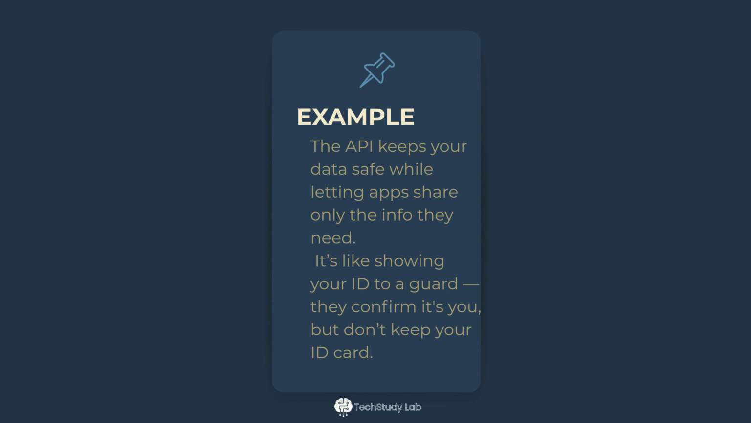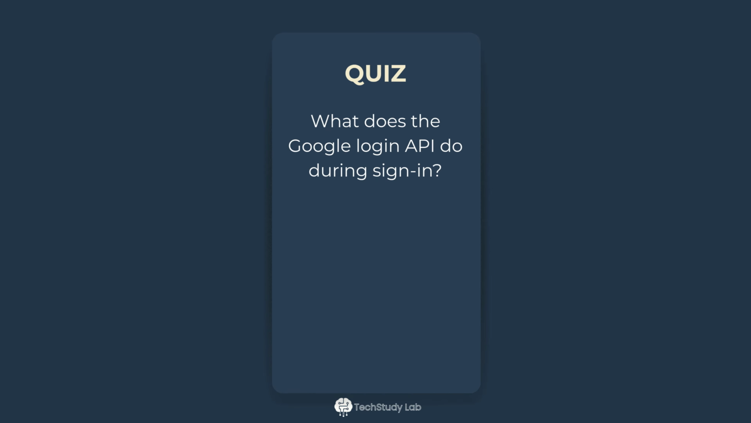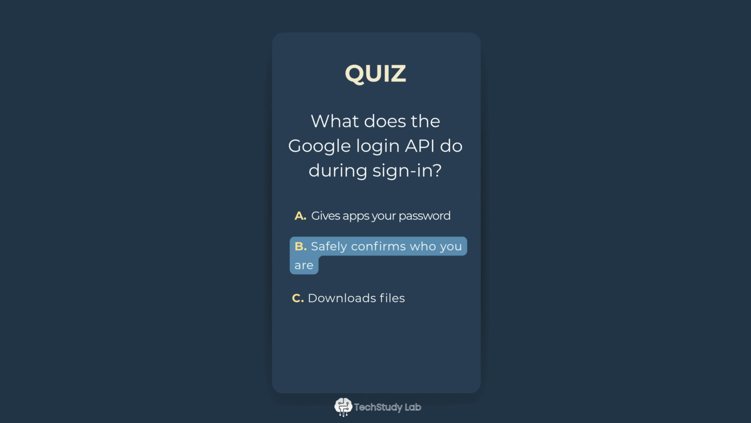All right, quick knowledge check. First question. What does a Google Login API actually do? Does it A. Give the app your password, B. Safely confirm who you are, or C. Download files? The correct answer is B. It safely confirms your identity.